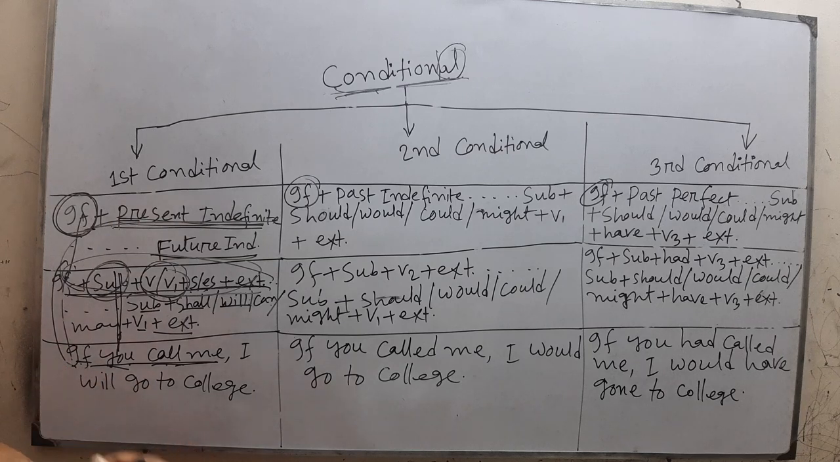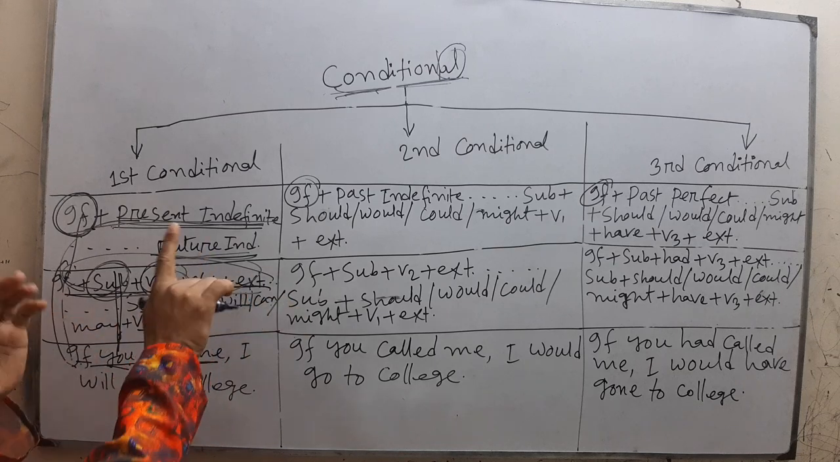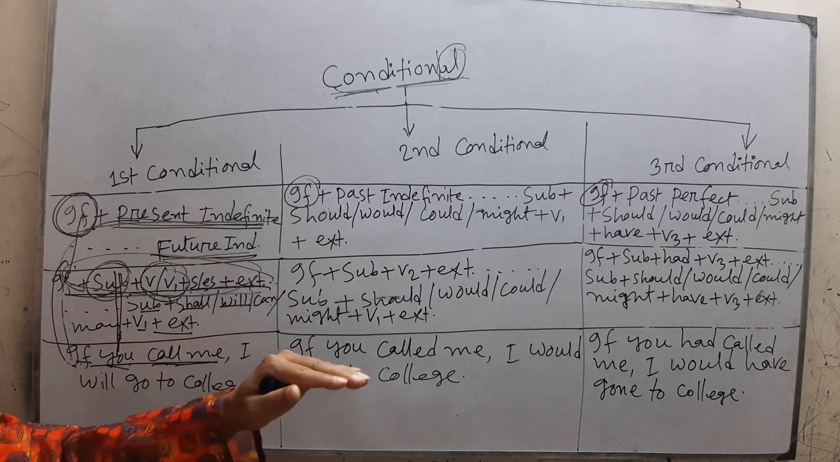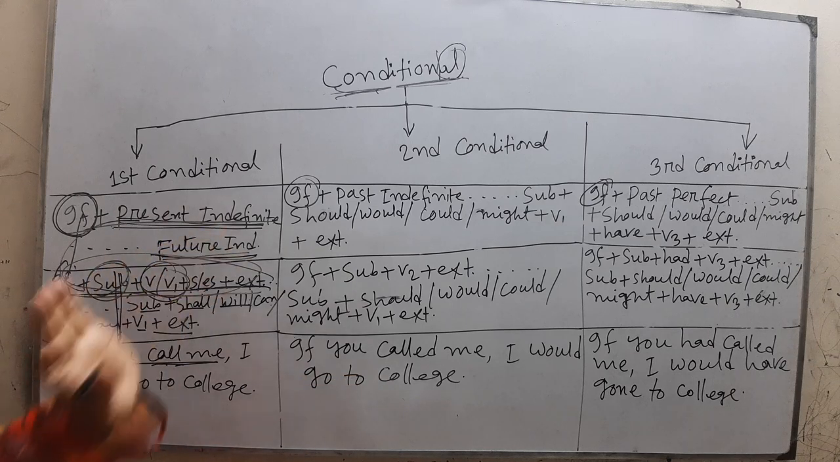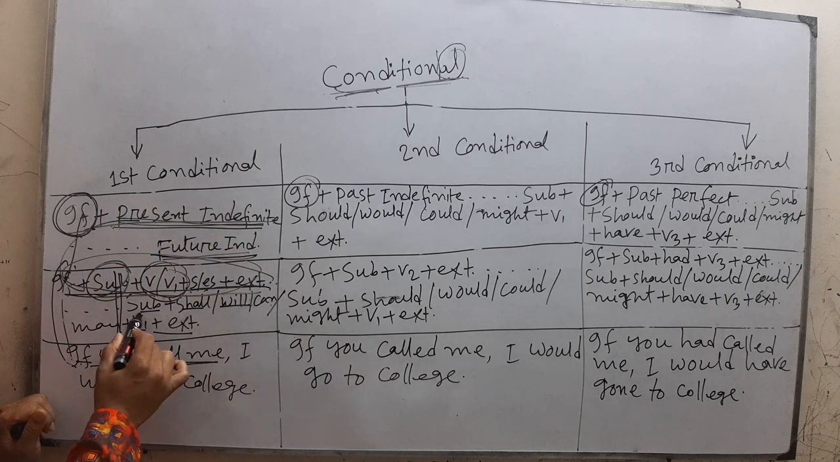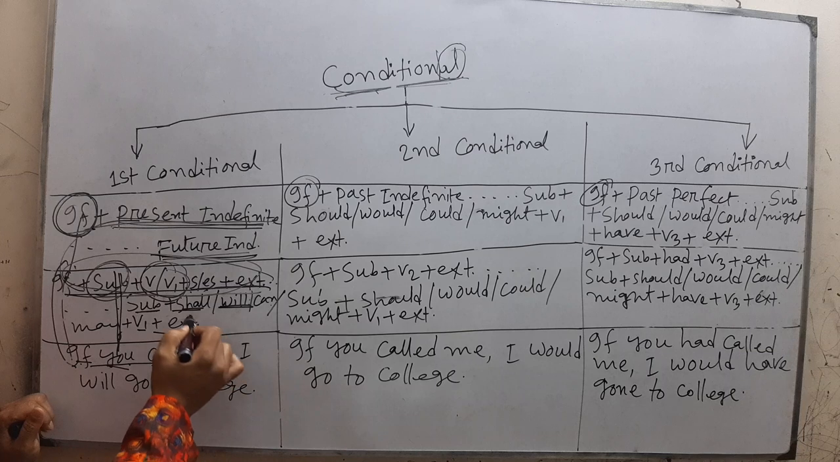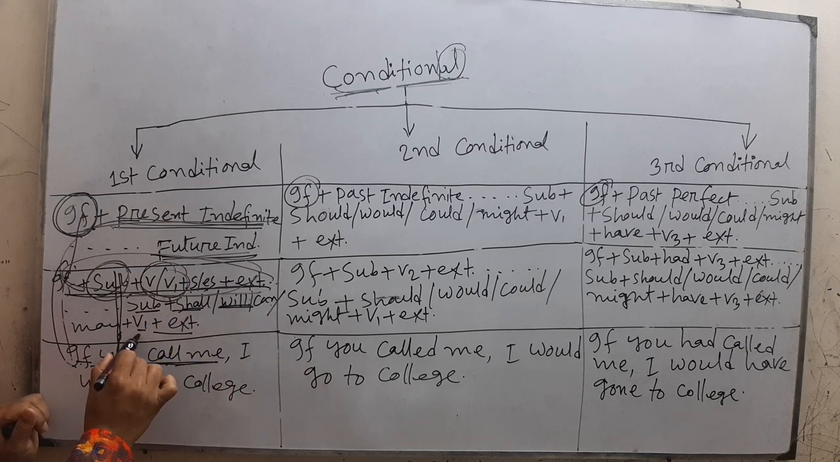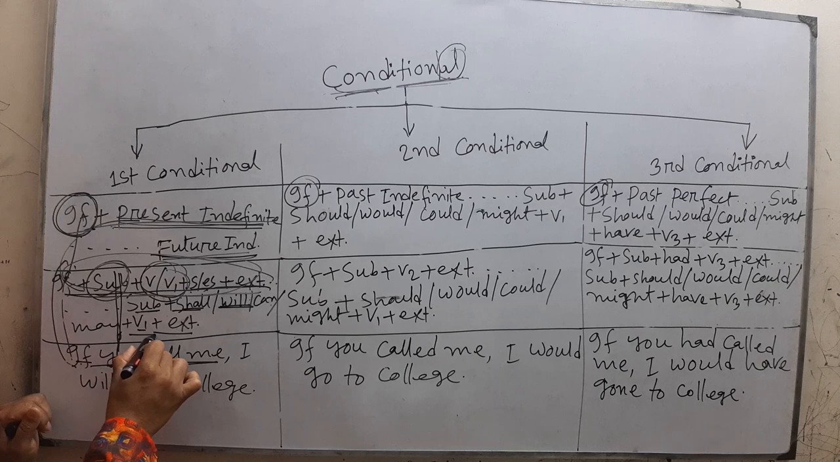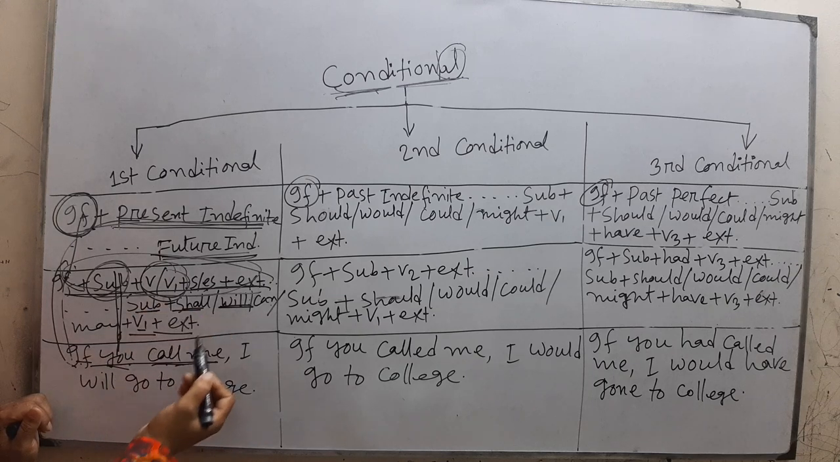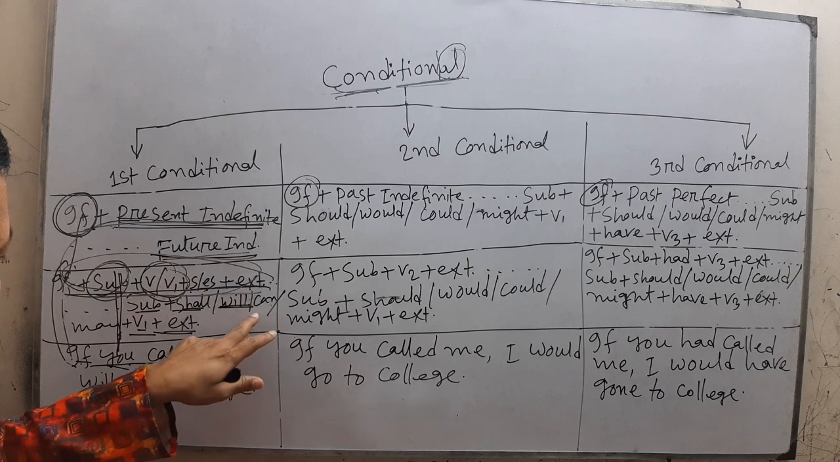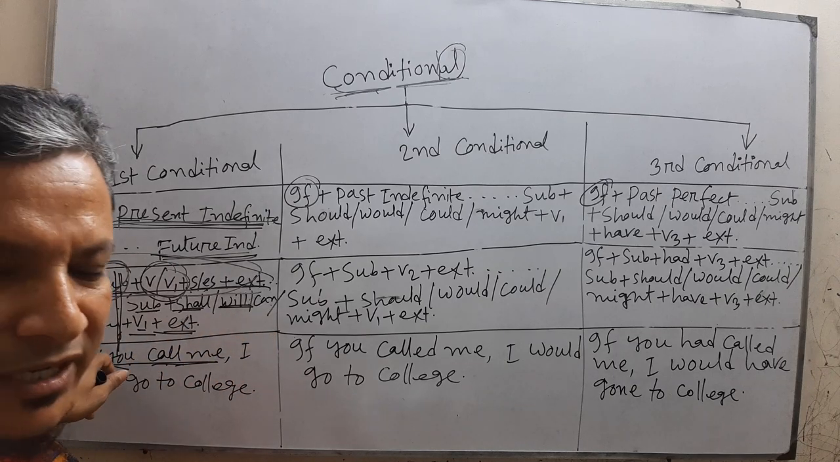I have to make another part. The other part will be related to future indefinite tense. So before starting the example, at first you have to know the structure of future indefinite tense. The structure is subject, then shall or will. You have to use the modal auxiliary shall or will. Then you have to add V1, that means the basic or main verb in present form, then extension. And you can add two other modals, can or may. Am I clear, my dear students?